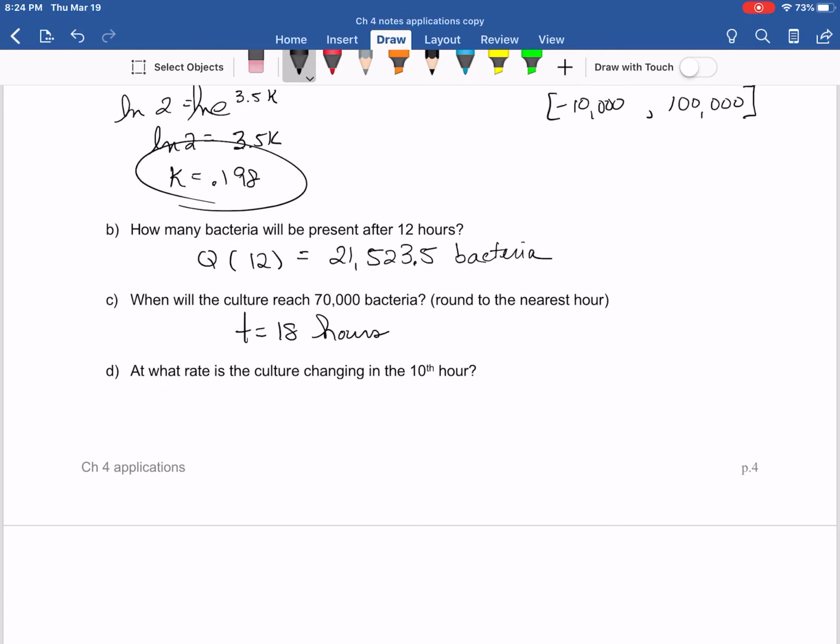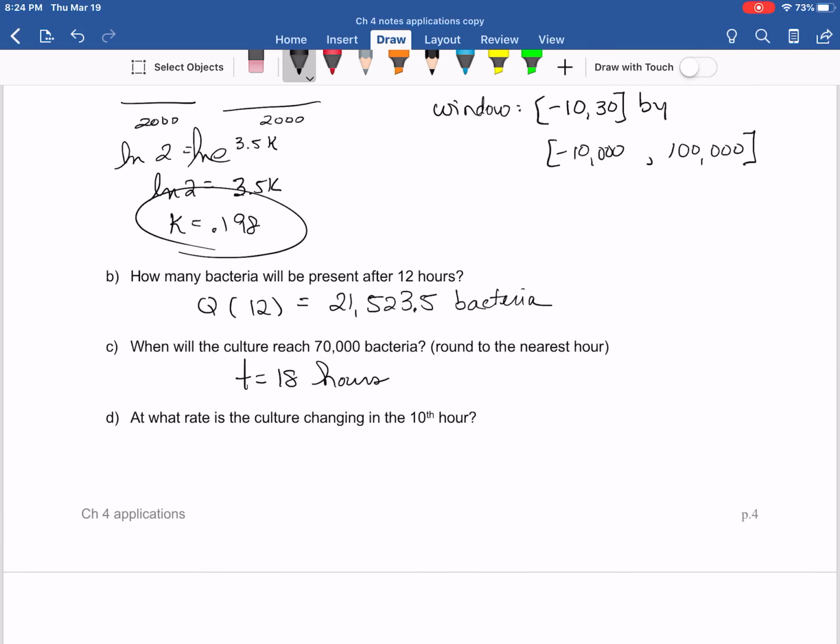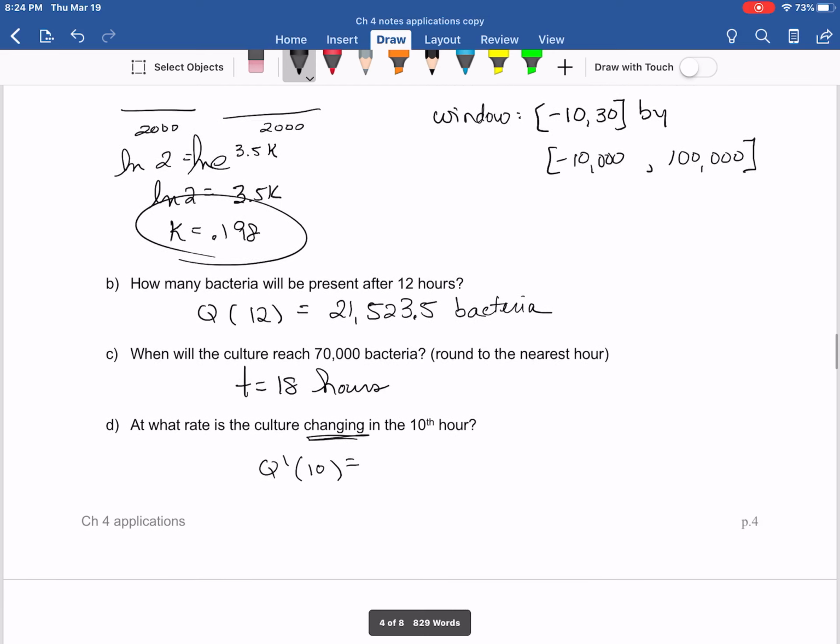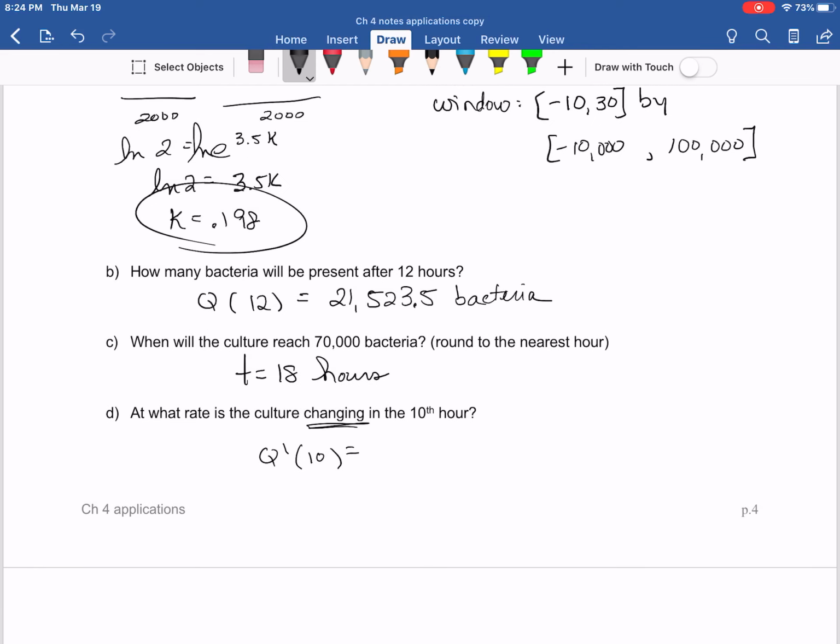Part D: at what rate is the culture changing in the 10th hour? So how fast is this changing? Changing means derivative, right? This is asking you, what is the first derivative at the 10th hour? So find your derivative function, plug in 10 for the value of t, and that is going to tell you how quickly the culture is changing in that particular hour.